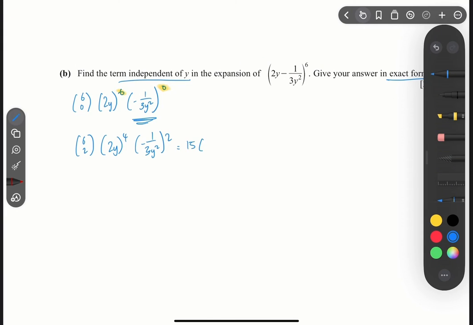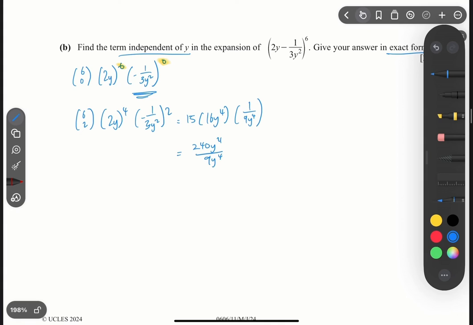So when you expand this, you will get 16y to the power 4, 1 over 9y to the power 4. So as you can see, the y on the fraction has the same power, so it will cancel out, leaving this as the term independent of y.